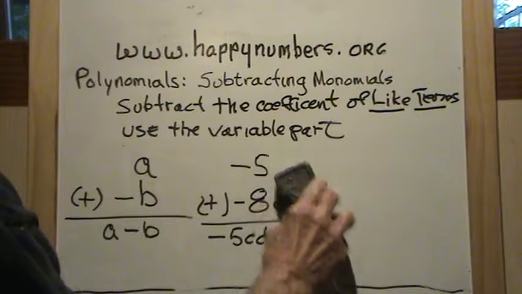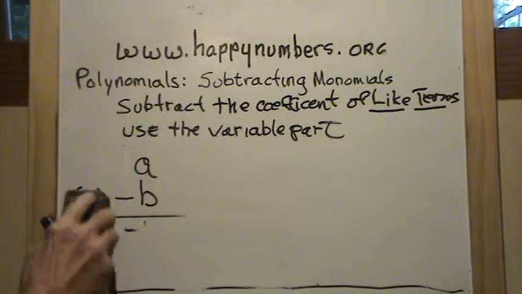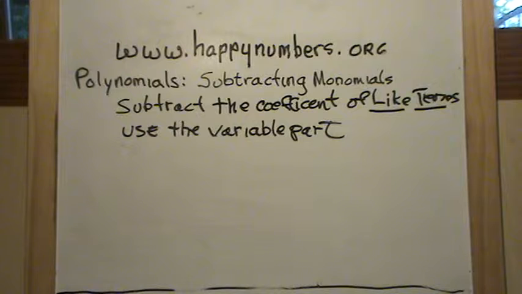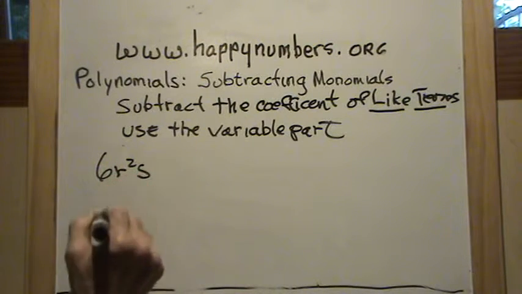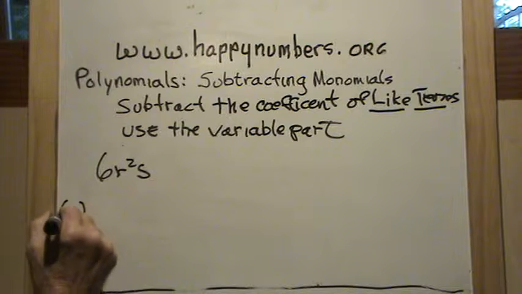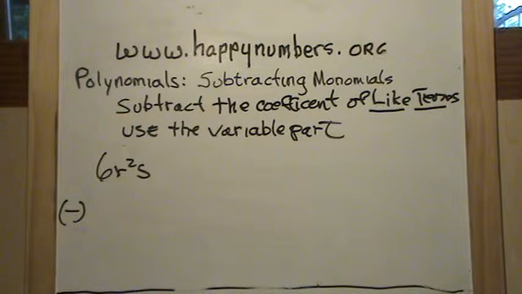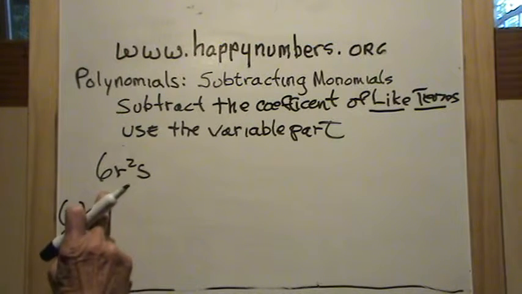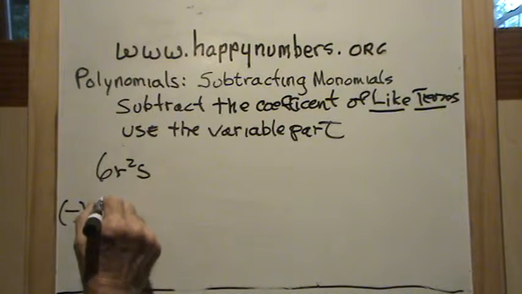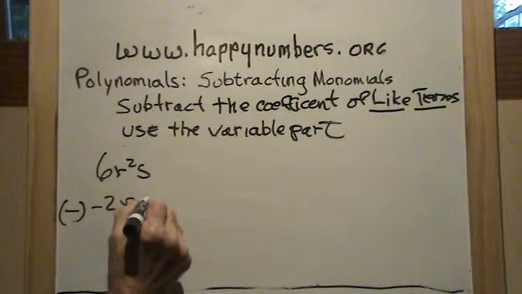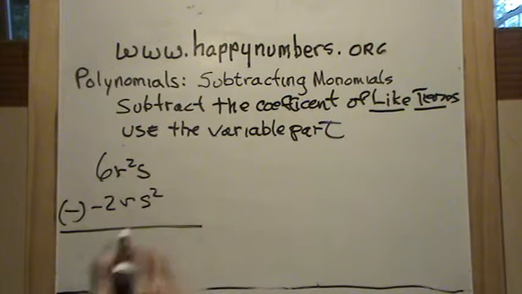Let me give you one problem there to see that you... Actually, I'll give you two. All right, let's take a look at a problem like this. 6r squared s minus... Oops, my time is up. But I want to finish this because it's important. 6r squared s minus a negative 2rs squared. Well, we'll do it together since we've run out of time.